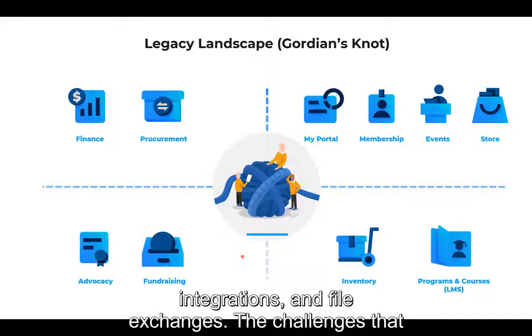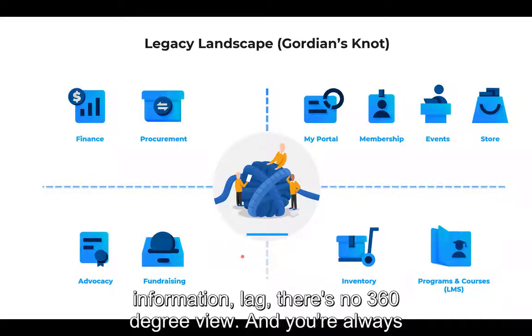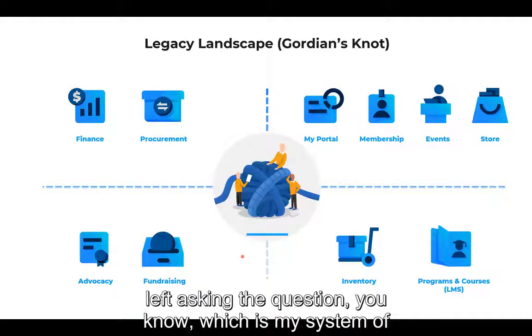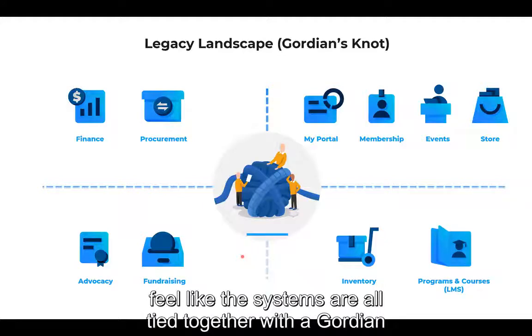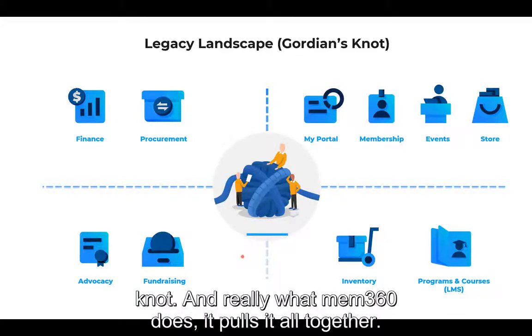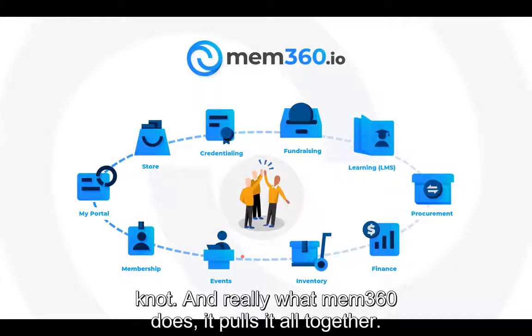The challenges you deal with are data duplication, manual data entry, and information lag. There's no 360-degree view, and you're always left asking: which is my system of record? Where is my single source of truth? It can all feel like these systems are tied together with a Gordian knot. And really what Mem360 does is pull it all together.